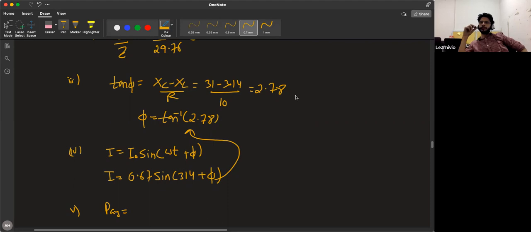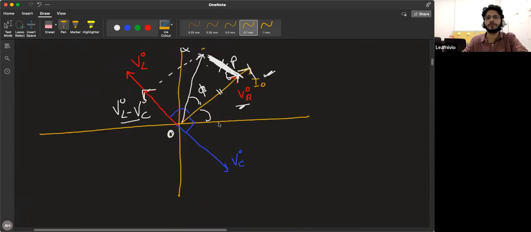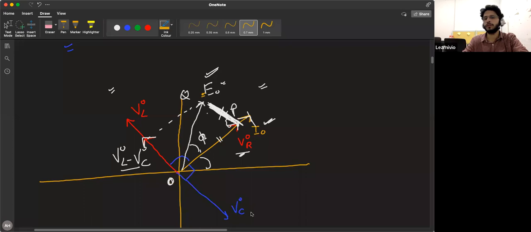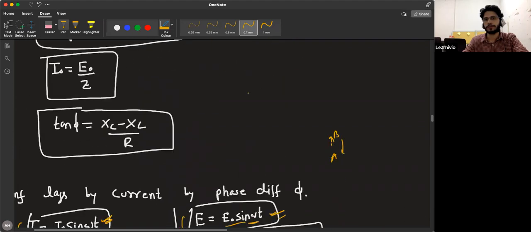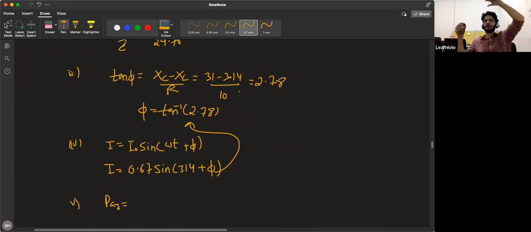No need. That depends upon XL and XC. If XL is greater than XC, then current will lag. See the first part of the calculation. When V naught L was greater than V naught C, then your current lags. But now it's leading. There are two cases. In one case, current will lag. In another case, current will lead. Calculate average power now.